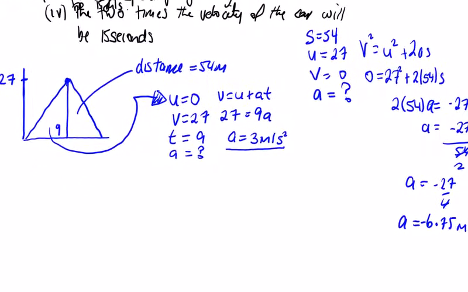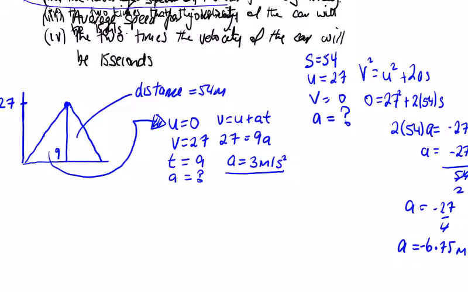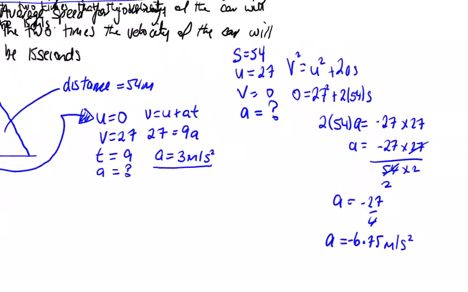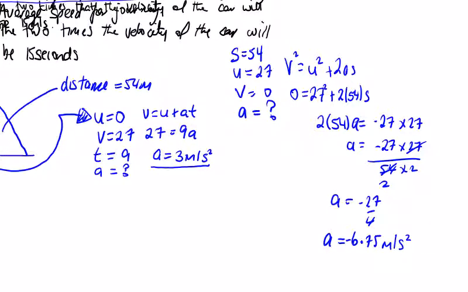The average speed for the journey. Okay, well, we need the distance covered. So the distance covered here in this one is half the base, which is 9. I can actually do that quick. Rather than doing both triangles, I can just do half the base by the perpendicular height. So have I got both times? I don't have the time over here.